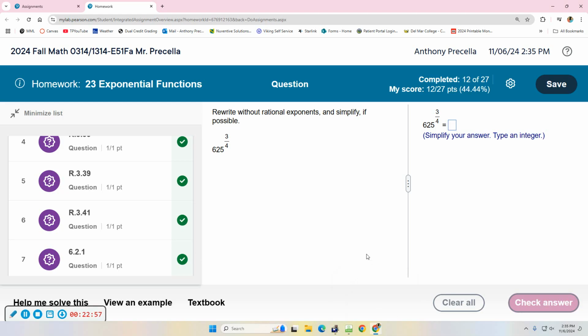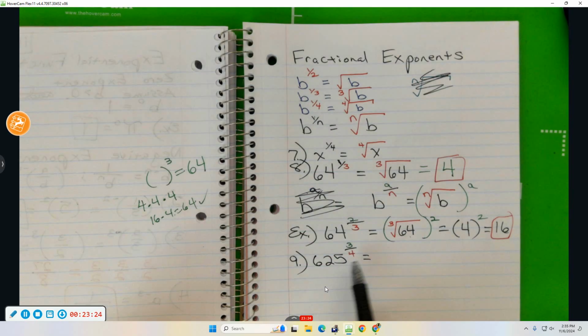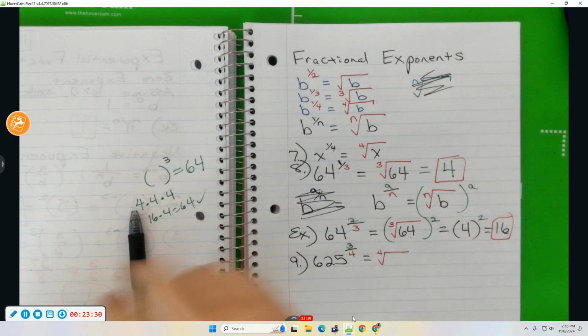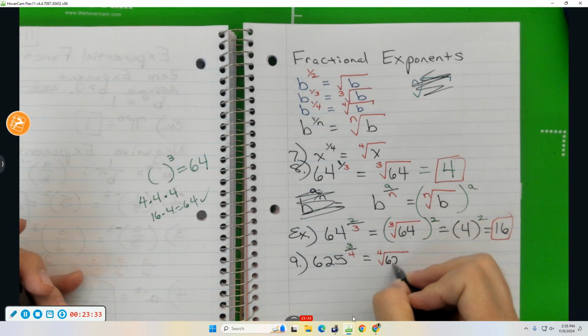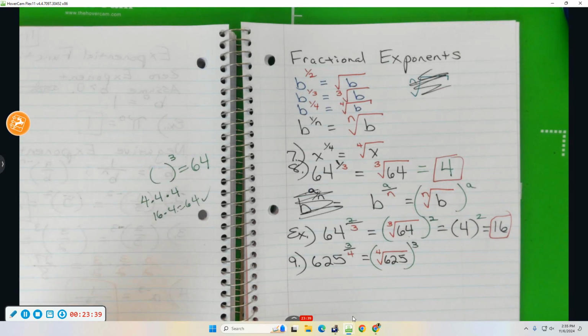Let me write that down. That's 625 to the 3/4. Top number is the power, the bottom number is the root. That says we have the 4th root of 625. That denominator there means you have the 4th root of 625. And then we have to cube everything.